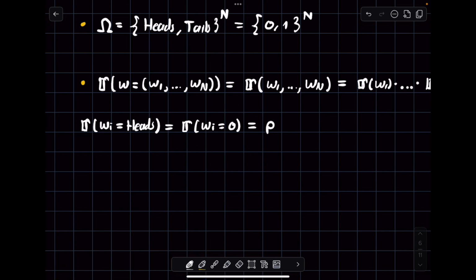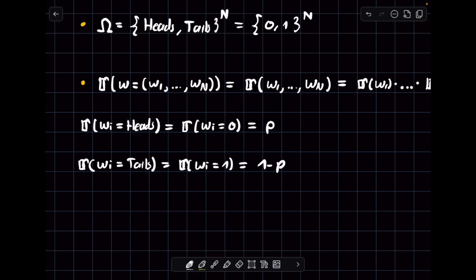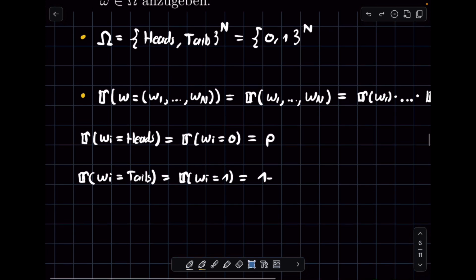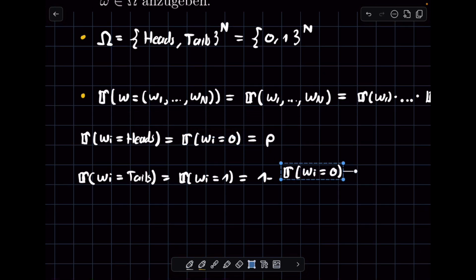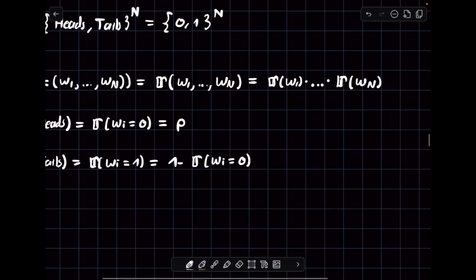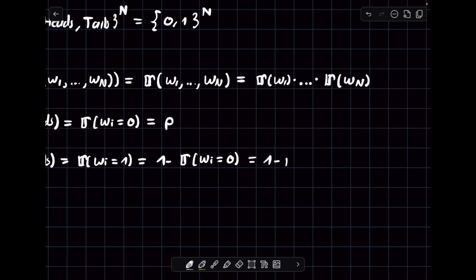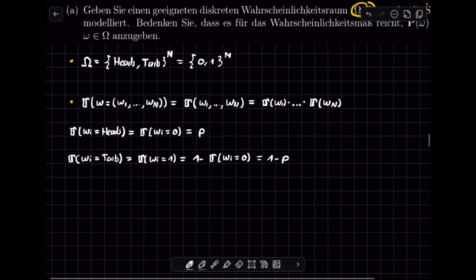Now, in the opposite case, what's going to be the opposite of this? It's the complement rule. So the complement of heads is going to be tails, and the complement of that is going to be 1 minus p. Or, if you want to go really mathematical, 1 minus this guy, which translates to 1 minus p in this scenario.